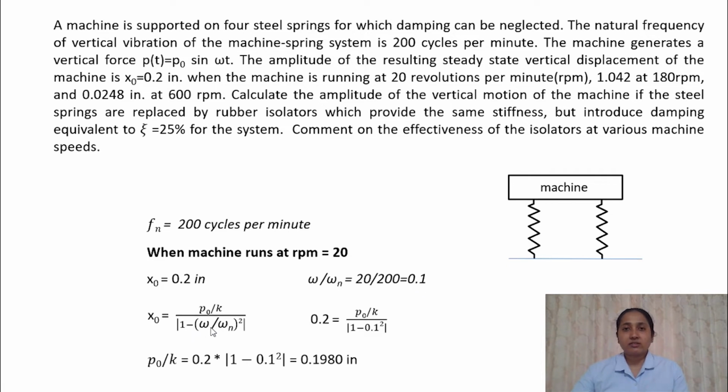and we know that for undamped systems, the amplitude of the steady state response is equal to P naught by K divided by 1 minus the frequency ratio, the whole square. Here we know the amplitude, so we can substitute this value in this equation and find out the value of P naught by K. And we know that P naught by K is the static response of the system if a constant force of amplitude P naught was acting on the system. So this is the steady state response.